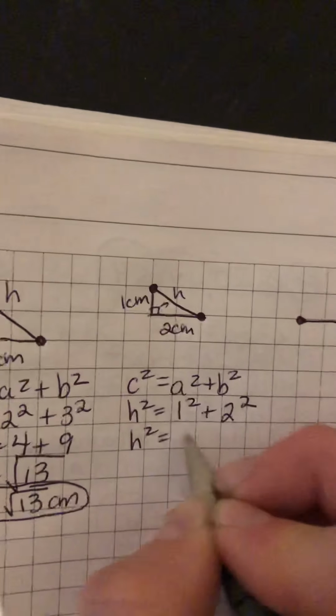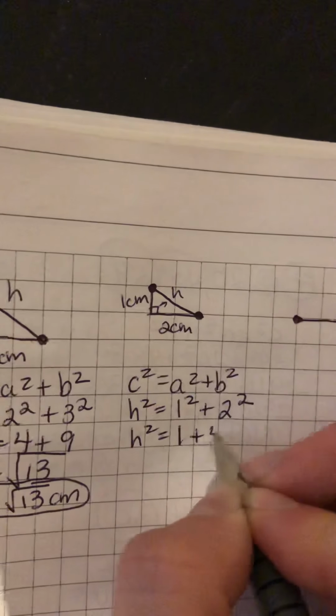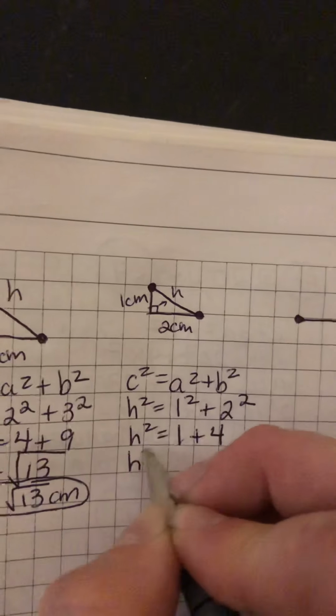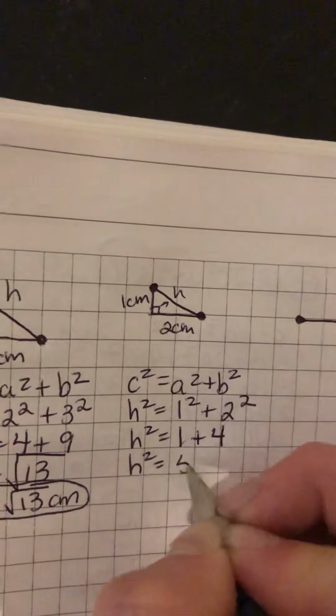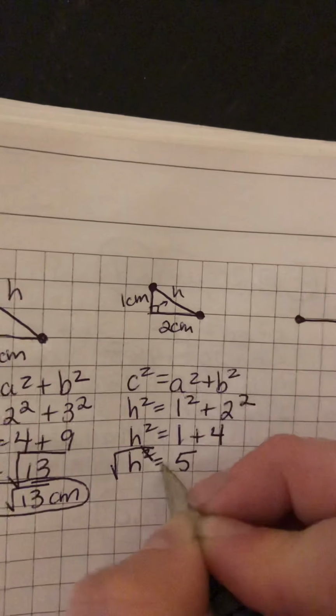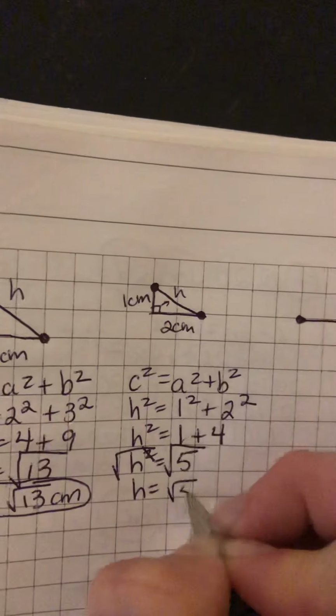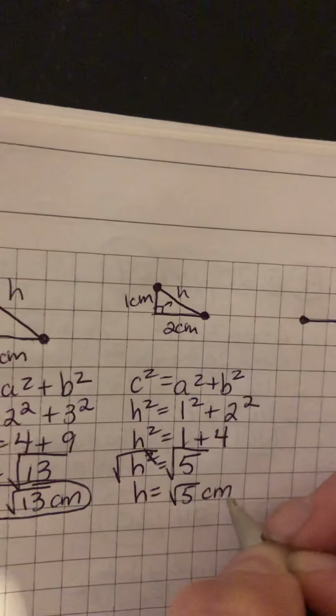So h squared equals 1 squared is 1 times 1, which is 1. 2 squared, 2 times 2, which is 4. H squared is equal to 5. We square root to get rid of the square. Square root both sides, so h is equal to square root 5 centimeters.